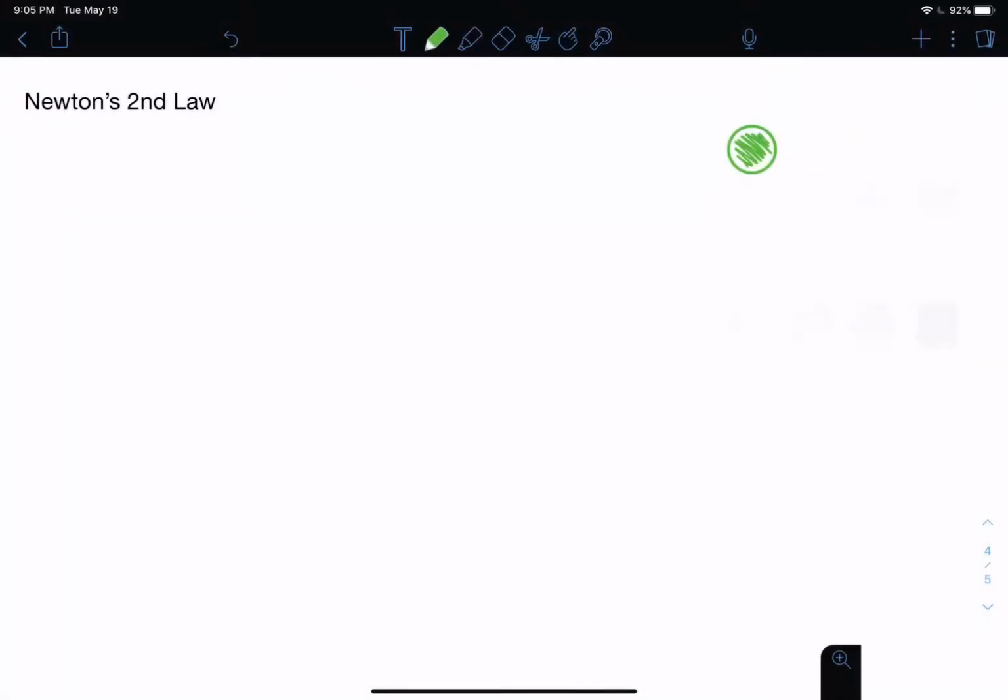Let's talk about Newton's second law. Now, Newton's second law is often written like this, where the net force is equal to the mass of an object times the acceleration. So this is saying that the net force on an object is equal to the product of the object's mass and its acceleration. And of course, acceleration is a vector.